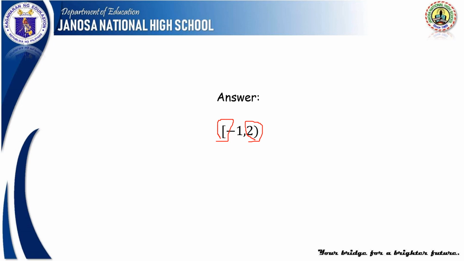It can also be written in set notation form, which is x such that, you call this such that, x is greater than or equal to negative 1, meaning negative 1 is included, and the numbers greater than negative 1 but less than 2. Again, 2 is not included. Only the numbers lower than 2.